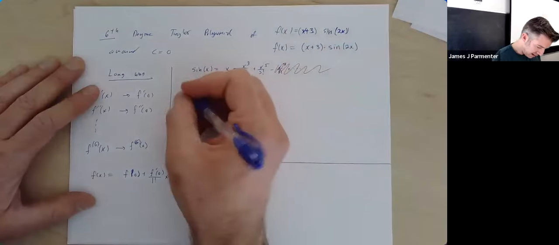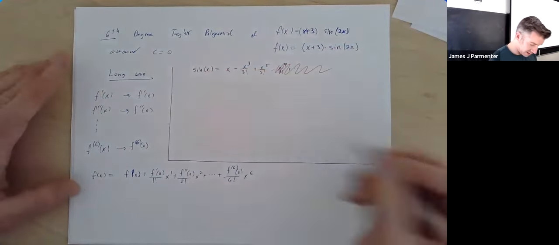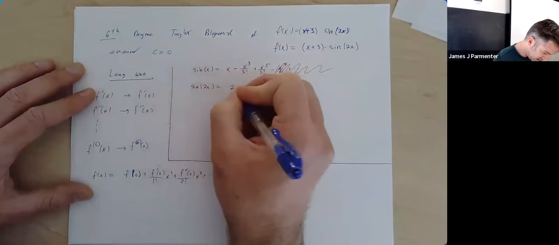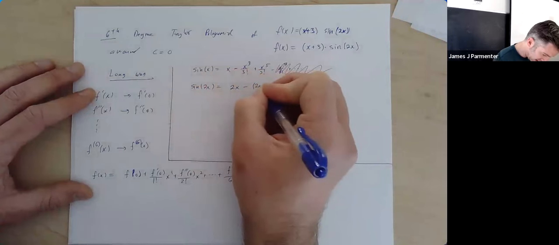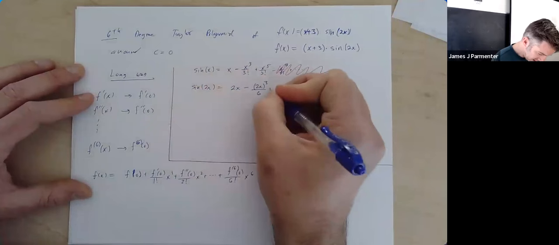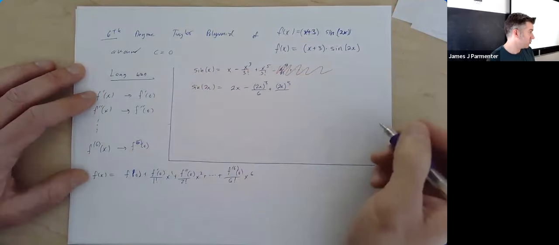So then sine of 2x, I'm going to replace every x with a 2x. So sine of 2x is 2x minus 2x quantity cubed over 3 factorial, which is 6. And then 2x quantity to the fifth over 5 factorial, which is 120.